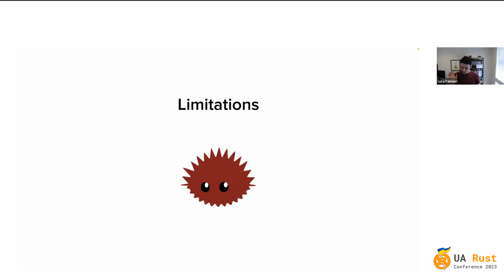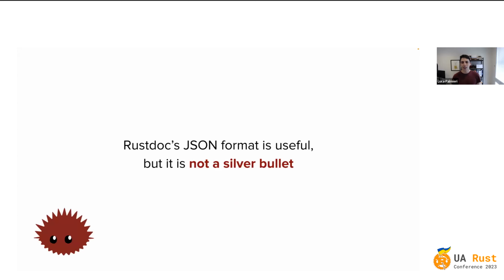Cool. Now, I spent the last 15 minutes probably hyping up Rustdoc JSON. And so some of you might think this is the solution to all problems. This section is intended to throw a bunch of water on those expectations and bring you back to a more sensible level of enthusiasm. So it's not a silver bullet, and let's look at why.